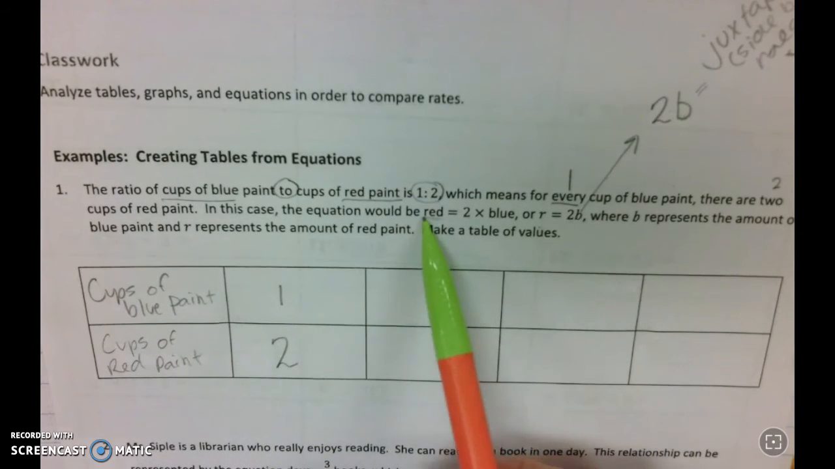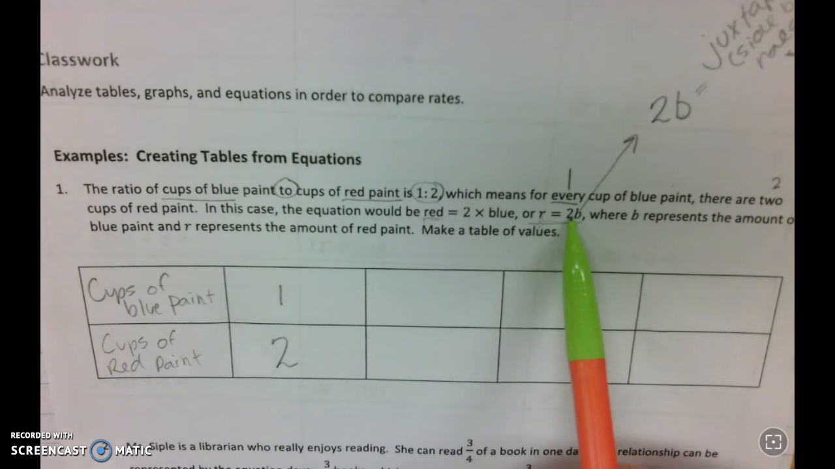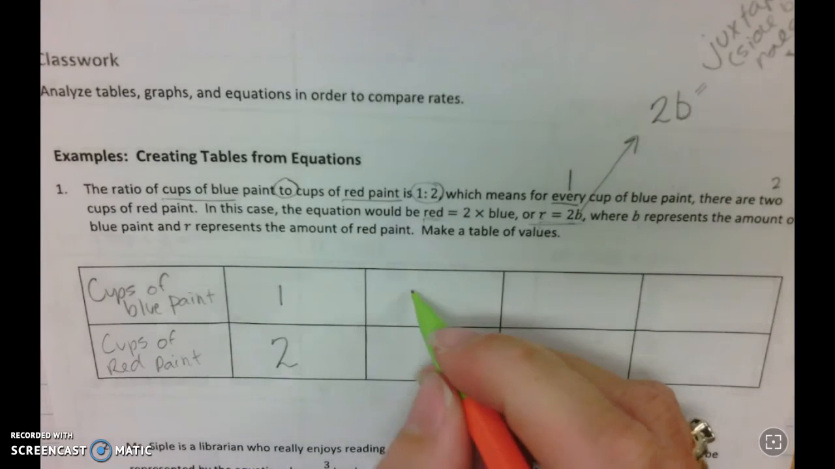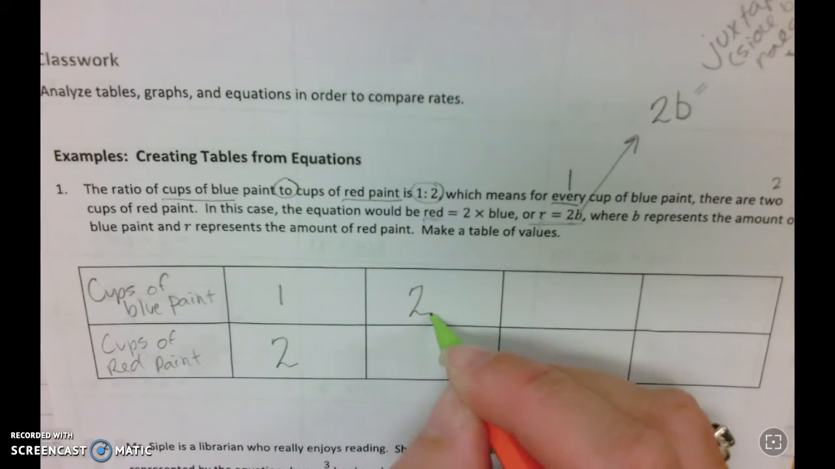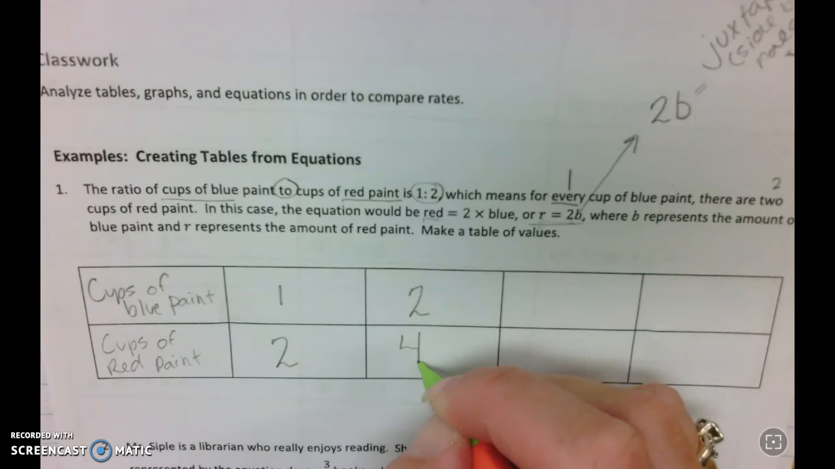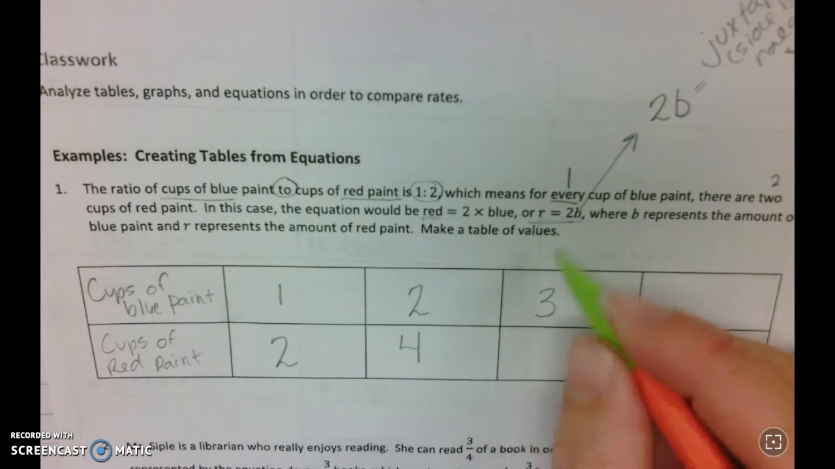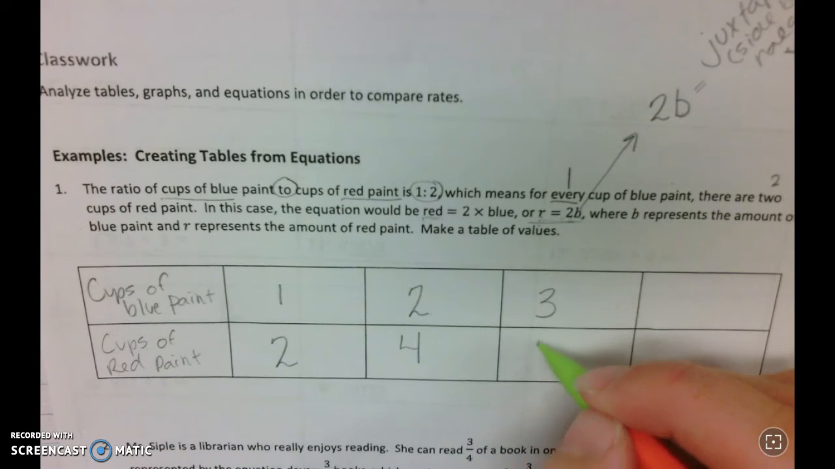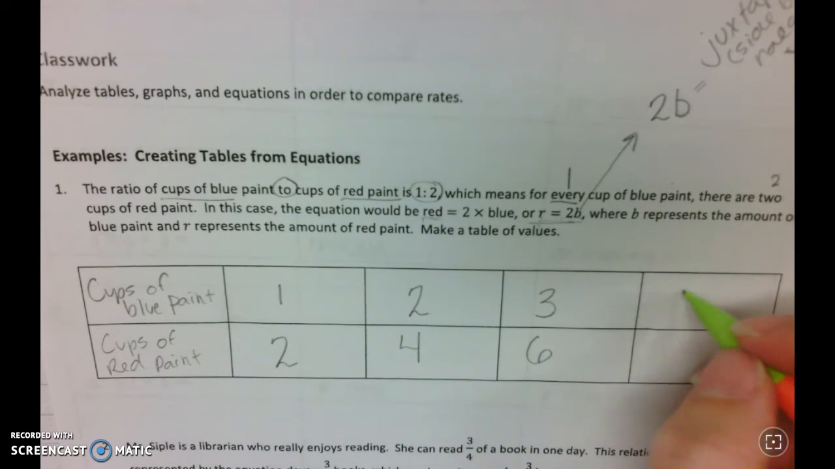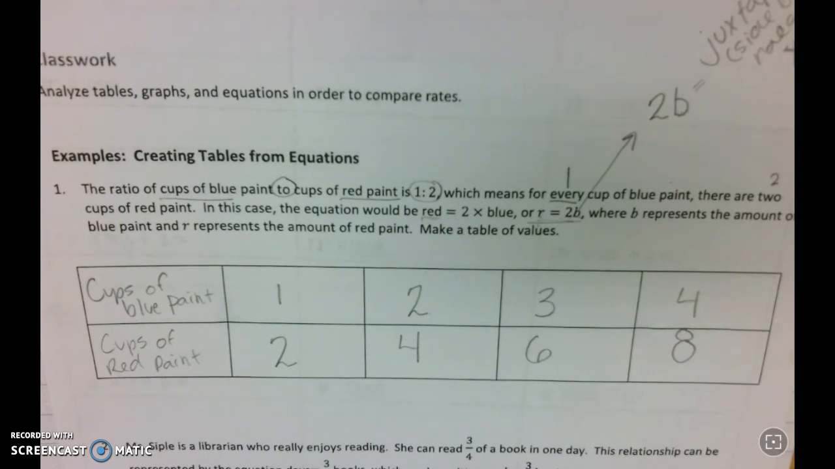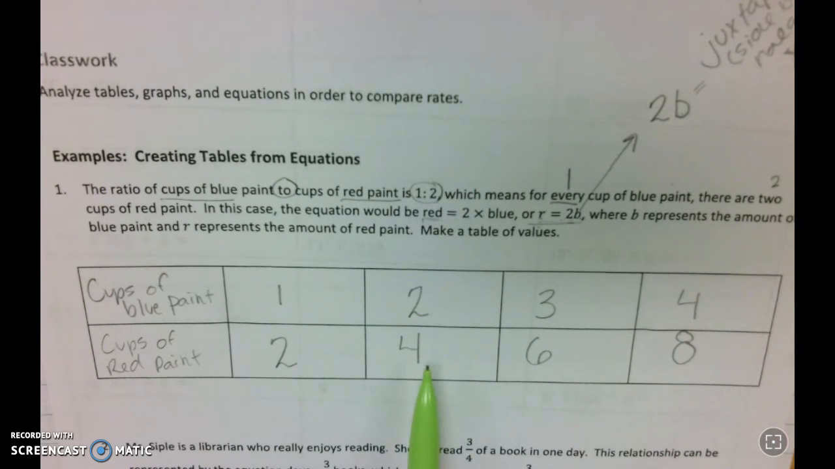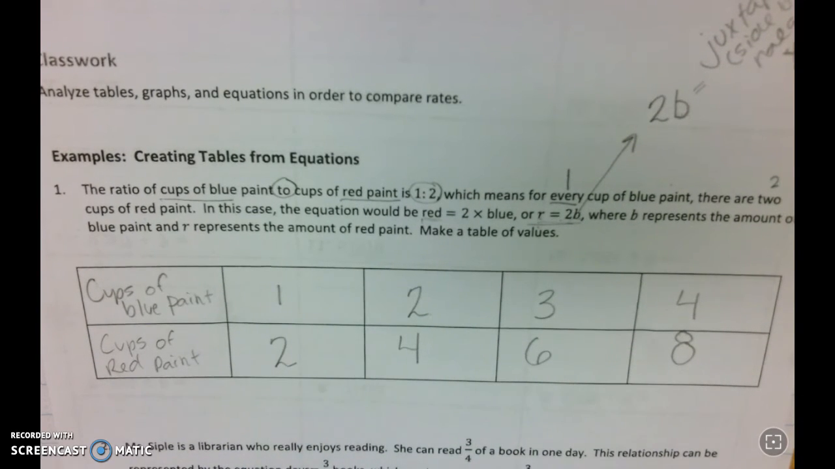We can also figure out our red amount by taking the amount of blue and multiplying it by 2. So if we had 2 cups of blue, 2 times 2 would mean 4 cups of red. And if we had 3 cups of blue, 3 times 2 is 6 cups of red. And if we had 4 cups of blue, 4 times 2 is 8 cups of red. So now we have our equivalent values here. Notice that they all simplify to 1/2, which is our original ratio here, or 1 to 2.